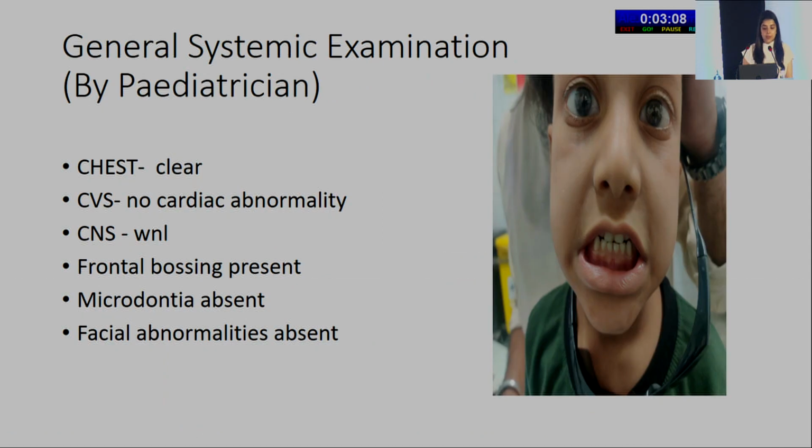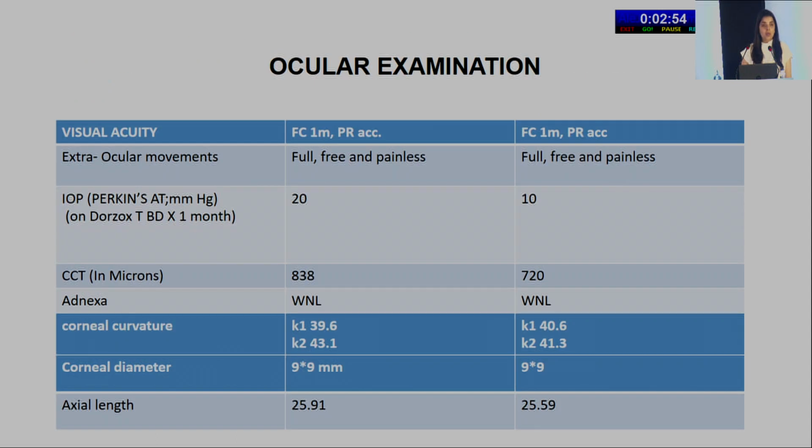On general systemic examination as done by the pediatrician, there were no systemic associations found. The chest was within normal limits. Similarly, the cardiac system and the CNS were normal, and there was no microdontia or any facial abnormalities present. On ocular examination of this child, the vision in both eyes was similar. The vision was finger counting at 1 meter with accurate PR. Extraocular movements were full, free and painless.